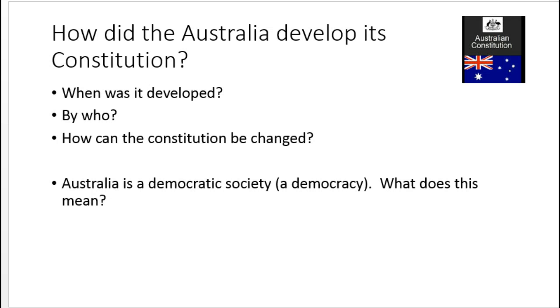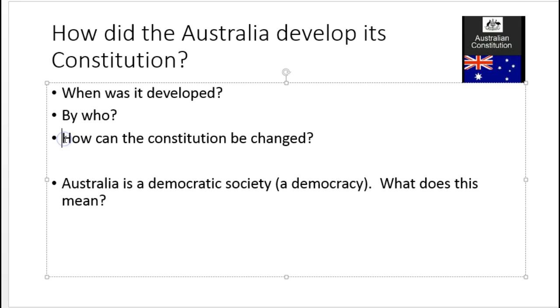Who developed it? We had representatives from each of the colonies come together and write up our constitution. That's so it was fair for everybody in Australia. How can it be changed? Only through a vote by the people of Australia. We call that a referendum. Now, we are lucky in this country. We are a democratic society, which means the people have a say in who runs our country. In some countries, that doesn't happen.